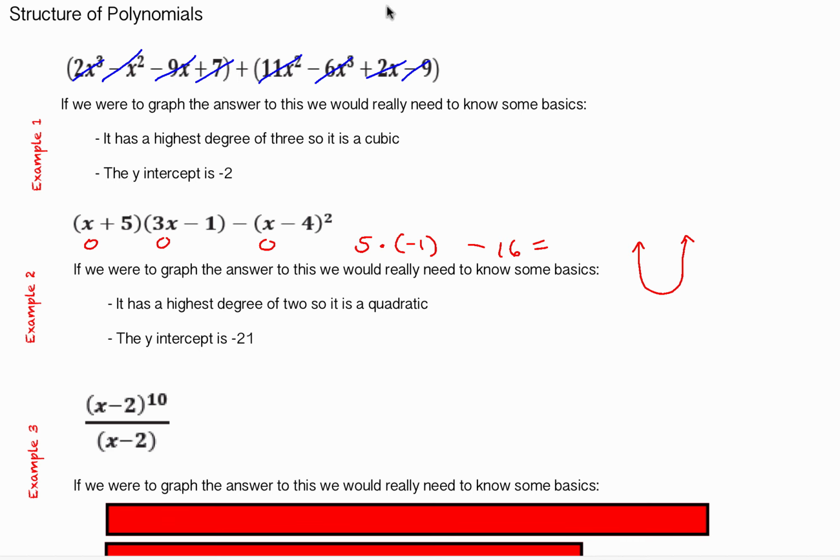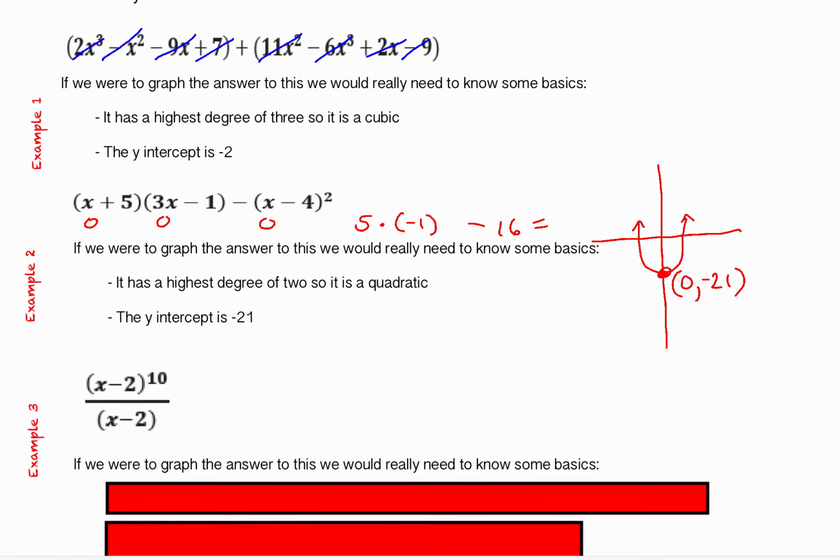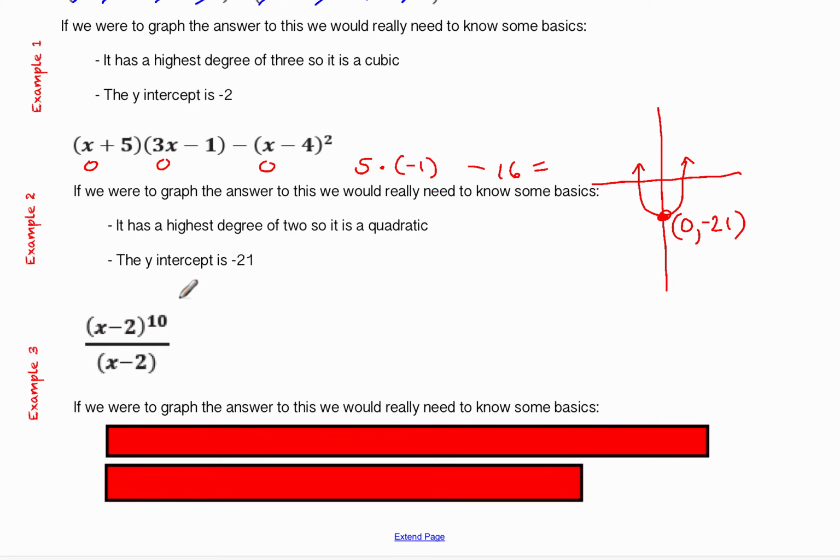So again, we've got a rough idea that if we were to graph this, it would look something like this, with our y-intercept being at 0, -21. How about we take a look at one more? Ooh, this is a division problem.